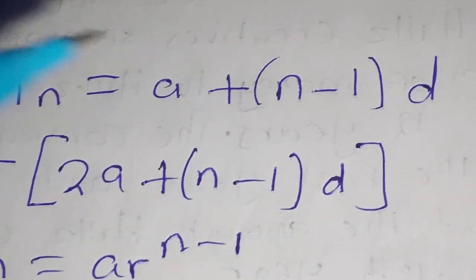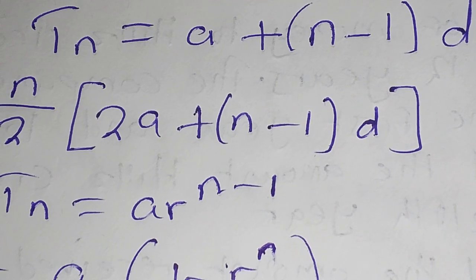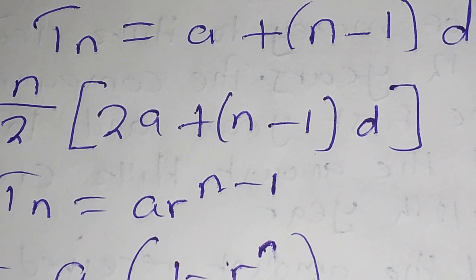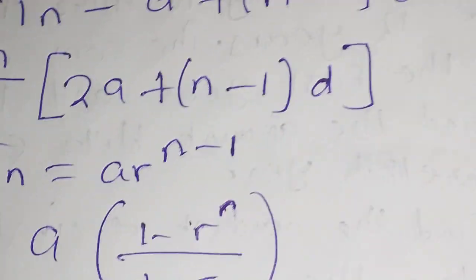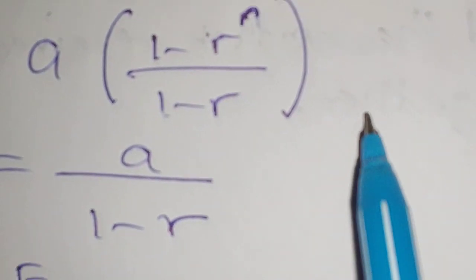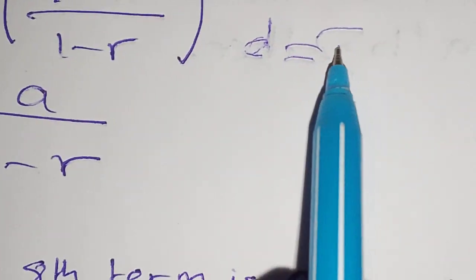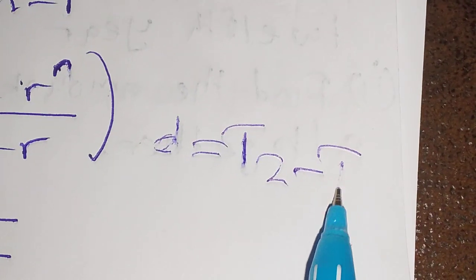Then d is the common difference. The common difference is the difference between the second term and the first term. So the formula for d is d = T2 - T1. This is the formula to find the common difference, which is d.